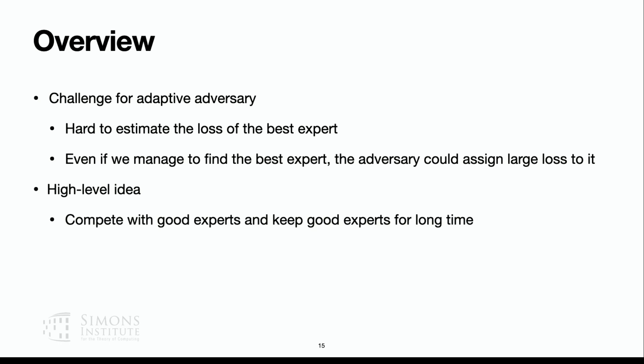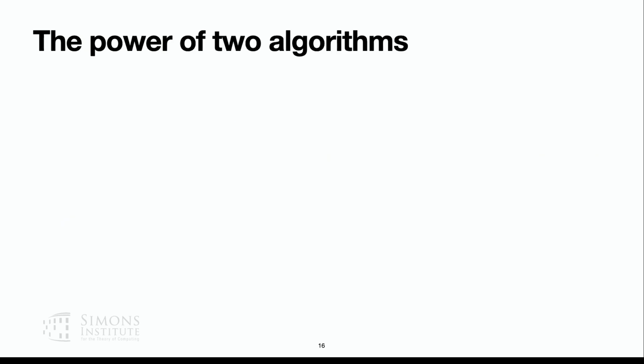And the high-level idea, I will give a more concrete algorithm description later, is actually twofold. First, we don't really need to compete with the best expert. We only need to compete with some expert that has relatively good performance. I'll define what a good expert is later. And the second idea is, once you find a good expert, you should keep it for long. Even though the adversary could immediately assign a very large loss to it, you should still keep it very long. This is slightly counterintuitive, but I'll explain it.